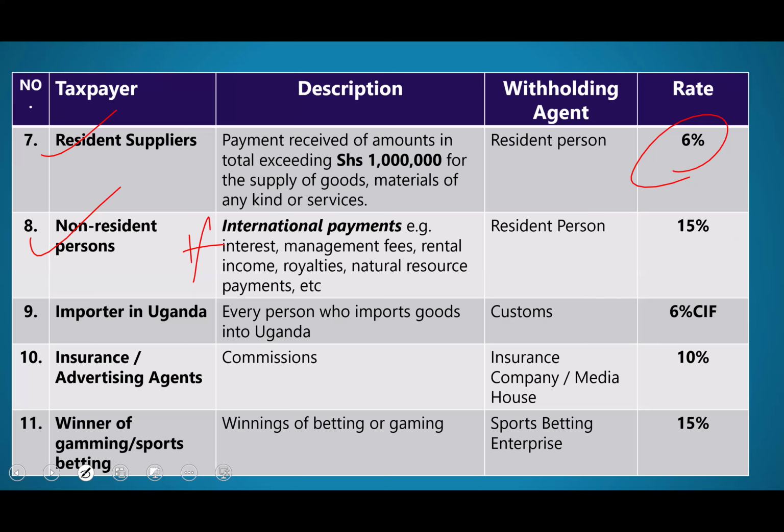Royalties, YouTube channel. Someone is maybe in the UK and you want to advertise on their YouTube channel. Before you pay them for advertising on their YouTube channel, deduct 15%. That is how it works. International payments. Very many people don't know, they just keep paying, not knowing that they are supposed to deduct 15%.